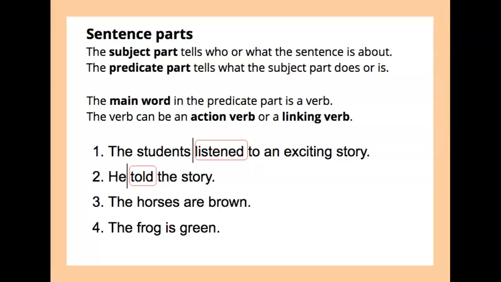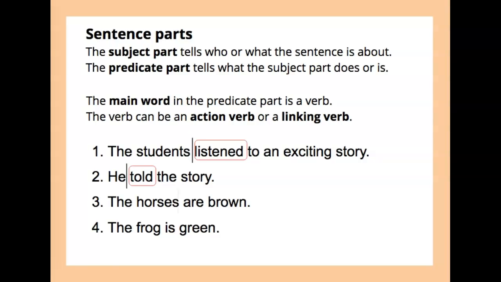Number 3, the horses are brown. Where do we draw a line to split the subject part and the predicate part? The sentence is about the horses, so the horses is the subject part. Are brown tells what the subject part is being, so we draw the line between horses and are. Then what's the main word in the predicate part? The main word is are.